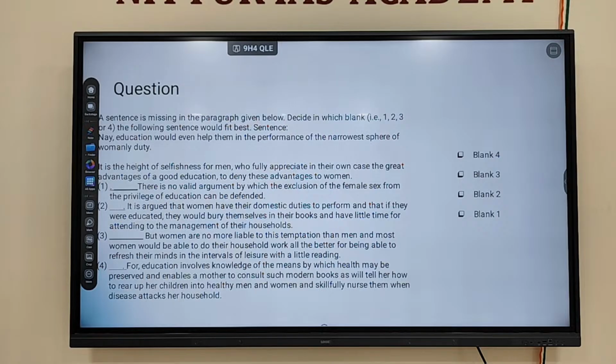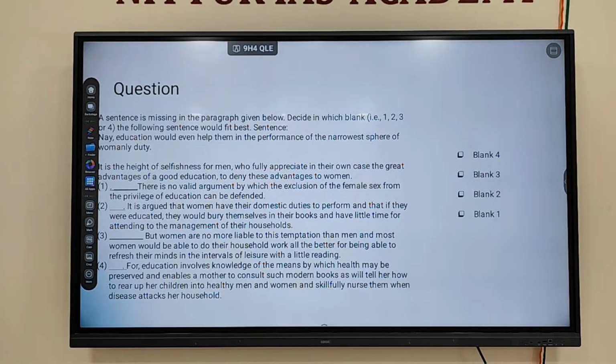But women are no more liable to this temptation than men, and most women would be able to do their household work all the better minds and in the intervals of leisure with a little reading. Little reading. Much is not required. For education involves knowledge of the means by which health may be preserved, that enables a mother to consult such modern books as will tell her how to rear up her children to healthy men and women and skillfully nurse them when disease attacks her household.